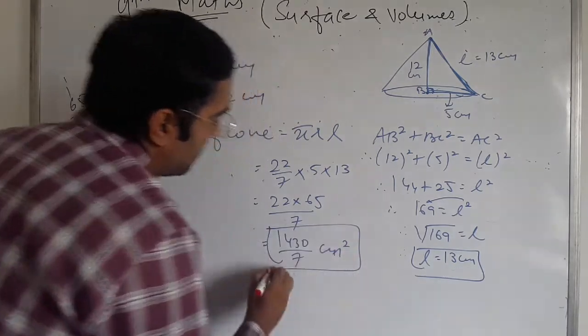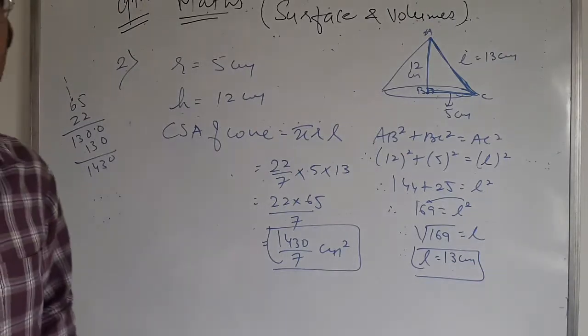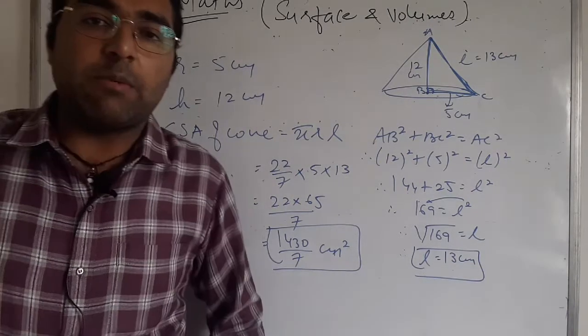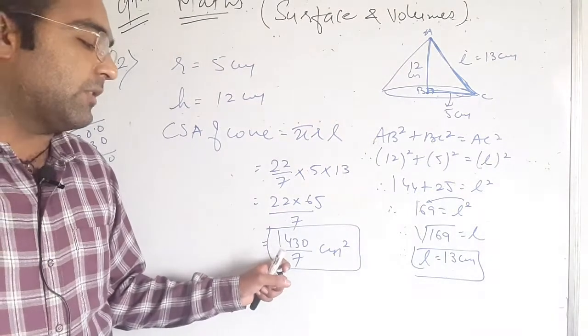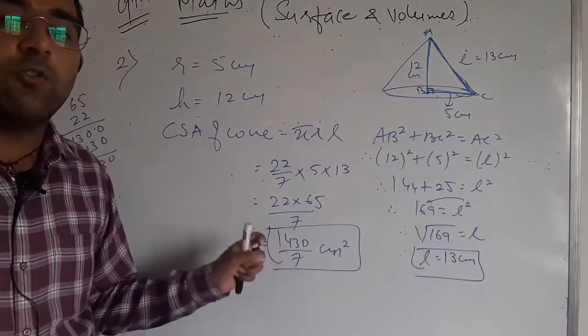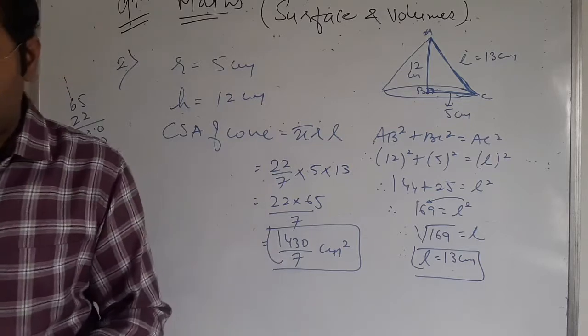What is my curved surface area? That is 1430 by 7 centimeter square. You should divide 1430 by 7, and you should find the value in decimal point.